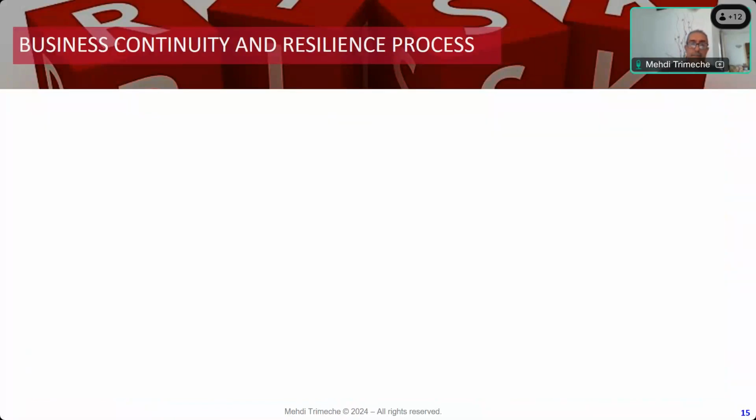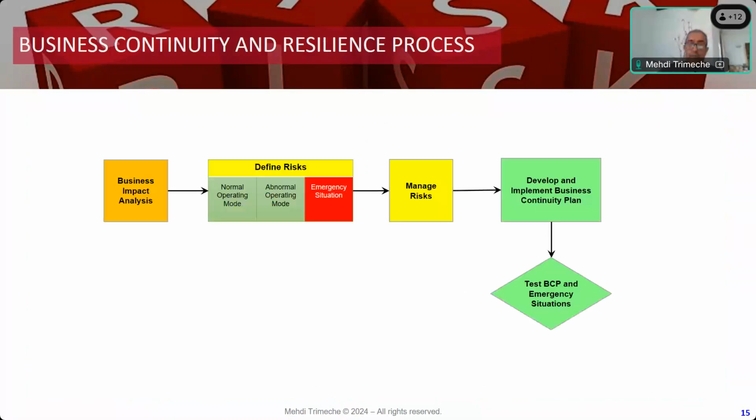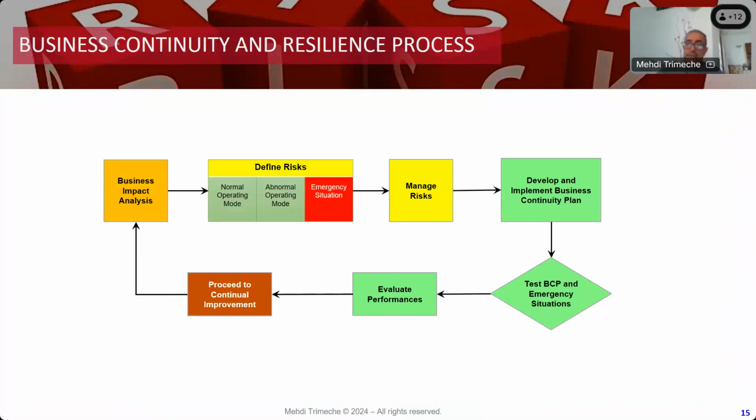Let's talk about the business continuity and resilience process. So this process provides a framework for building organizational resilience with the capability of an effective response that safeguards the interests of its key stakeholders, reputation, brand, and value creating activities. It is a proactive framework. What do we mean by a proactive framework?